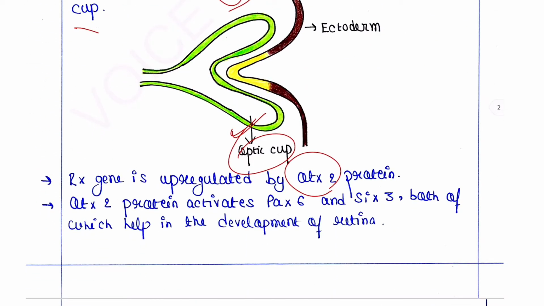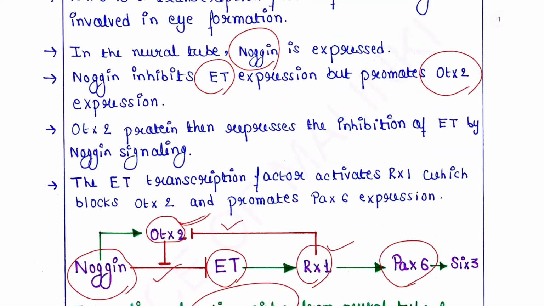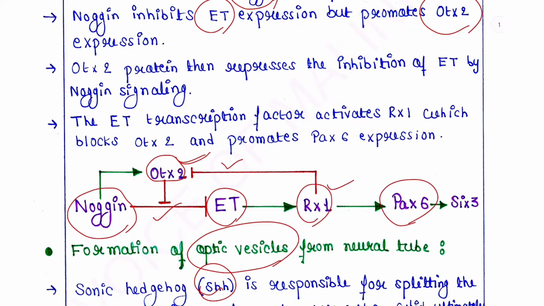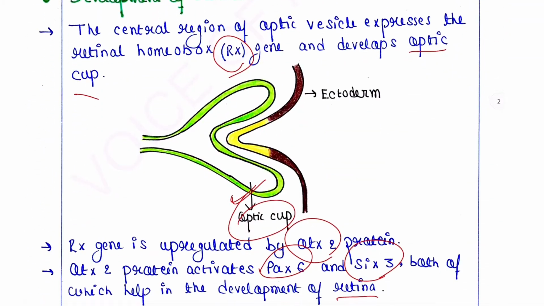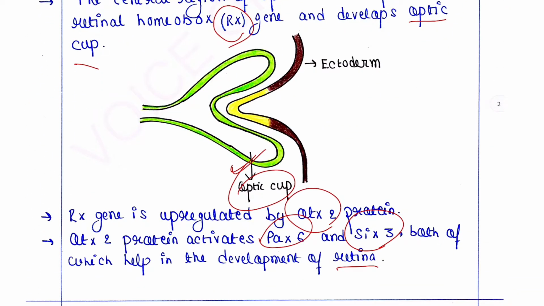OTX2 protein activates PAX6 and SIX3, both of which help in development of the retina. So we have seen in this picture that OTX2 is helping to express PAX6, and that in turn helps to express SIX3. And these two genes, PAX6 and SIX3, will help in the development of the retina.